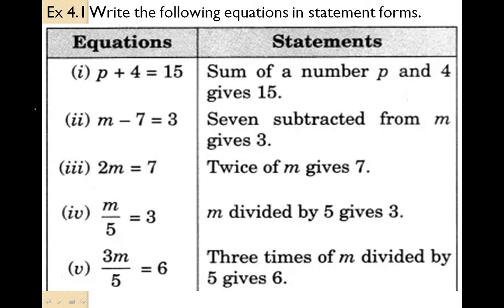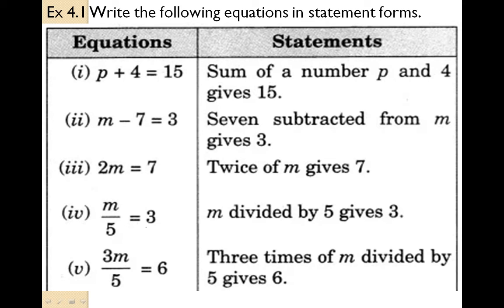Write the following equation in statement form. Now this is actually vice versa of the last question. They give us an equation and we have to write the statement. p plus 4 is equal to 15. So we can write sum of p and 4 gives 15, or sum of a number p and 4 gives 15. In many ways you can write the statements. m minus 7 is equal to 3. So we can write here 7 is subtracted from m gives 3. 2m is equal to 7. So twice m gives 7.